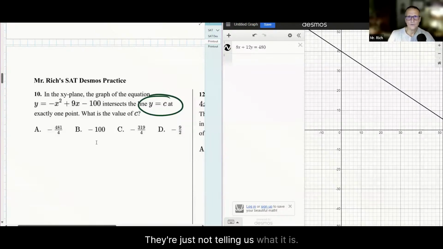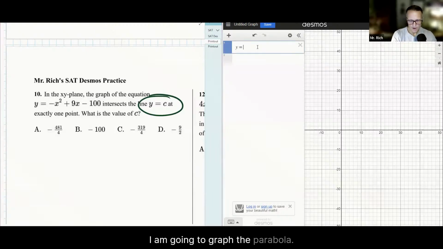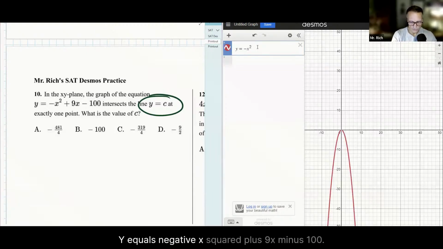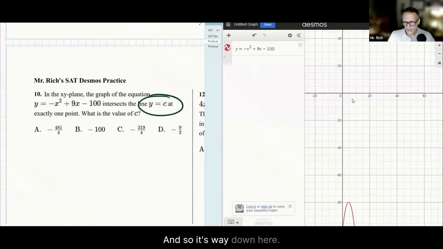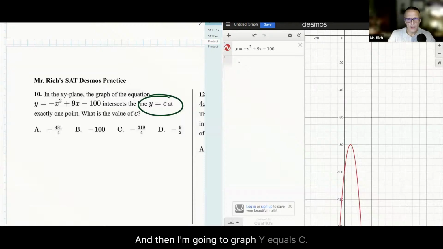They're just not telling us what it is. It's a missing constant. I am going to graph the parabola y equals negative x squared plus 9x minus 100. Right? And so it's way down here. And then I'm going to graph y equals c.